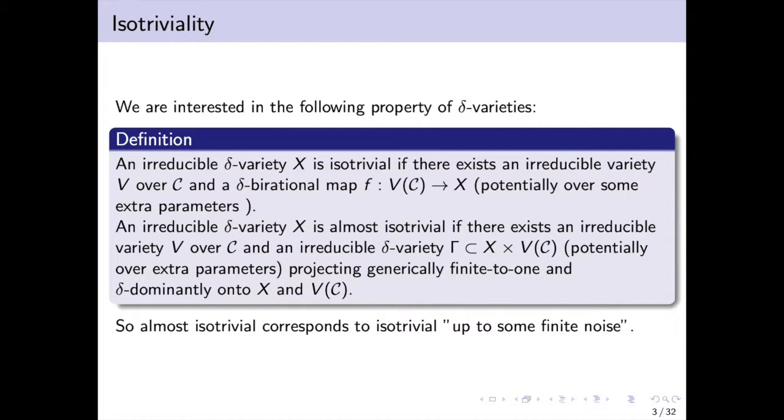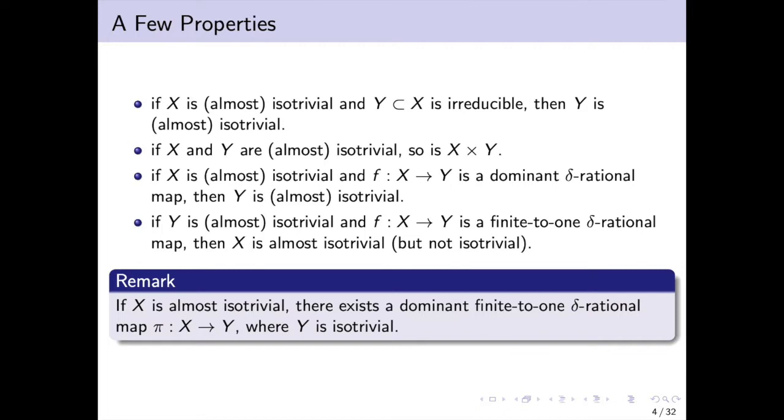Okay, so I had some examples, but I don't think any of them were needed. A few properties first. Basically this notion is preserved under a lot of things. You take a subvariety, it's preserved. It's preserved under product. It's preserved under image of a dominant rational map. And almost isotriviality is also preserved under finite-to-one preimage.